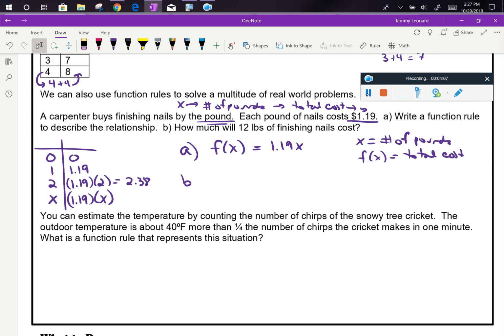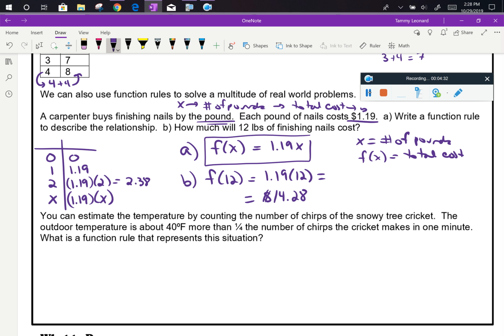So part B asks us to use that function rule. It says, how much will 12 pounds of finishing nails cost? Well, that means calculating f of 12, which means substituting 12 for x in our problem. When we multiply $1.19 by 12, we see that it's going to cost $14.28 for that total purchase. So the answer to part A was our function rule, and the total cost is the answer to part B.